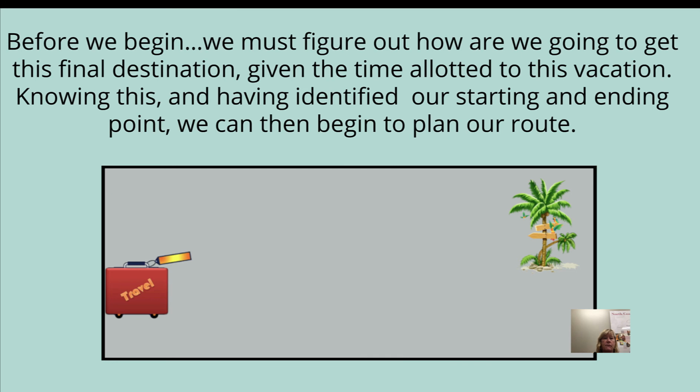Before we begin, we must first figure out how we're going to get to this final destination, given the time allotted to this vacation. Knowing this and having identified our starting and ending point, we can then begin to plan our route. So, for example, we're going to go down to San Diego to visit my son who's in graduate school and his girlfriend and their new puppy. And we know where we're going to start. We're going to start from Santa Rosa in our RV.